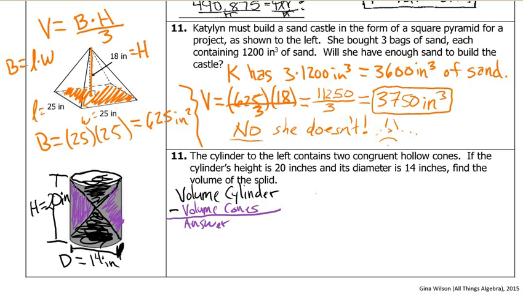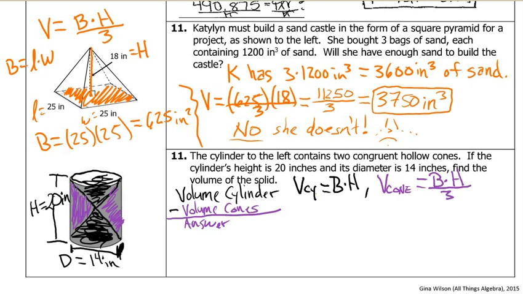I don't know how long this is going to take, but let's just find the volume of the cylinder first. Volume of cylinder equals area of the base times the height, so it's still big B times height. Now the volume of the cone is equal to, again, area of the base times the height all over 3.